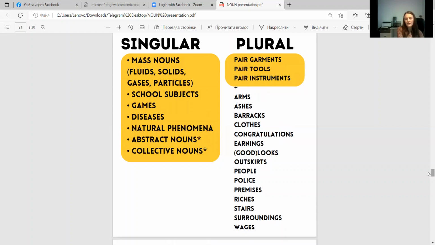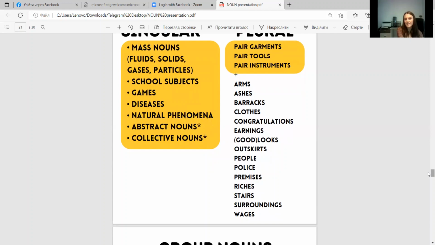Then, and plural. Usually these are subjects which have a pair, like pair garments or pair clothes. I mean, trousers, shorts, socks, what else? Tights, колготи, yeah. Then pair tools, парні інструменти: scissors; pair instruments: binoculars. And here you have extra words like arms, ashes, barracks, clothes, actually the list of them. And again, I recommend you to learn these words. And I want to draw your attention to the word clothes. Then people, you know, okay, actually police. So this is really important because these words look simple, but they could be tricky.